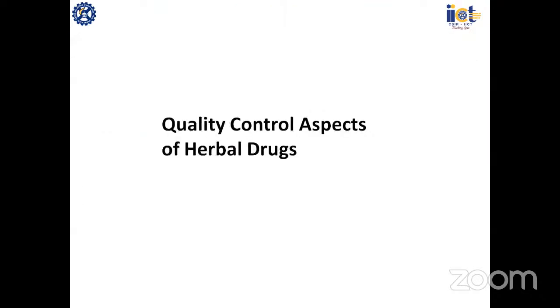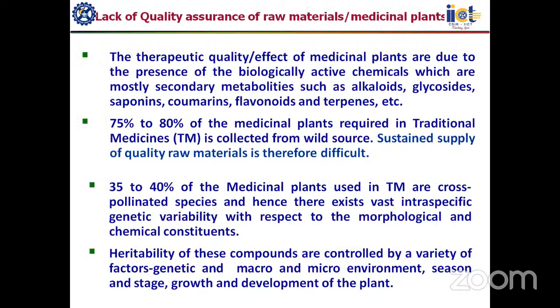So when coming to quality control aspects of herbal drugs, we know the therapeutic effect of any herbal drug or any medicinal plant is due to the presence of biologically active compounds, which are mostly secondary metabolites like alkaloids, flavonoids, terpenoids, coumarins, terpenes, etc.